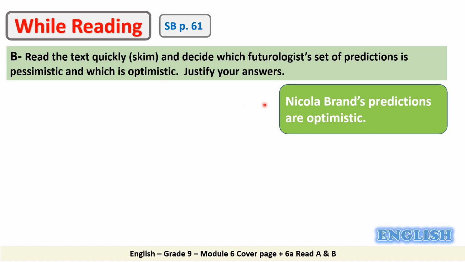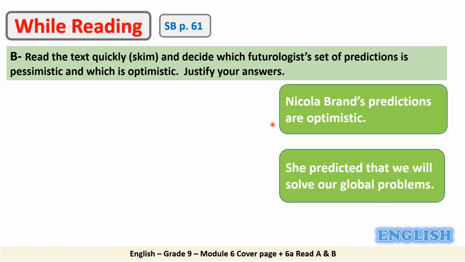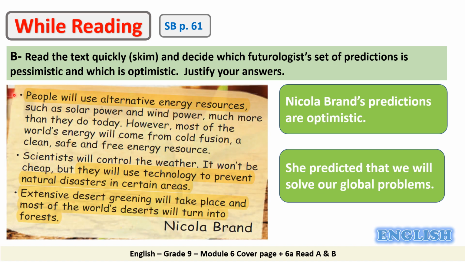Nicola Brand's predictions are optimistic. She predicted that we will solve our global problems. Can you justify your answers and give clues from the text? Here we have people will use alternative energy resources. They will use technology to prevent natural disasters in certain areas. Extensive desert greening will take place and most of the world's deserts will turn into forests.